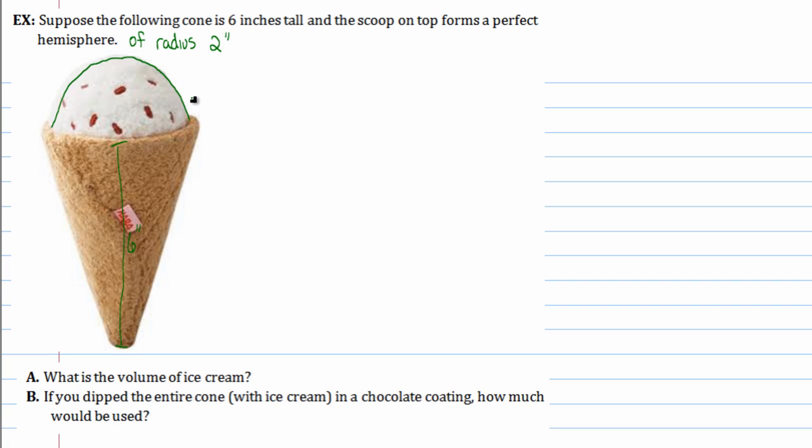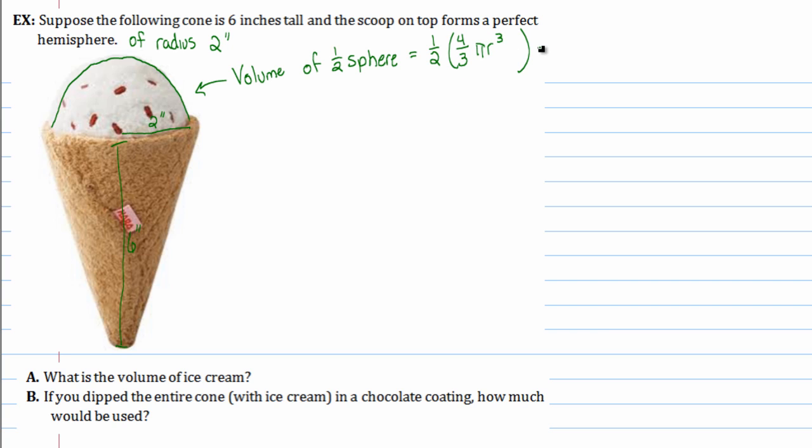Okay, so that means the distance from here to here is 2 inches. All right, so what is the volume of ice cream that can fill up this cone? That's a volume question, right? You'll need to know the volume of a sphere, of half a sphere. So let's start there. Volume of a half a sphere is going to be half of the volume of a sphere, which is 4/3 pi r cubed.